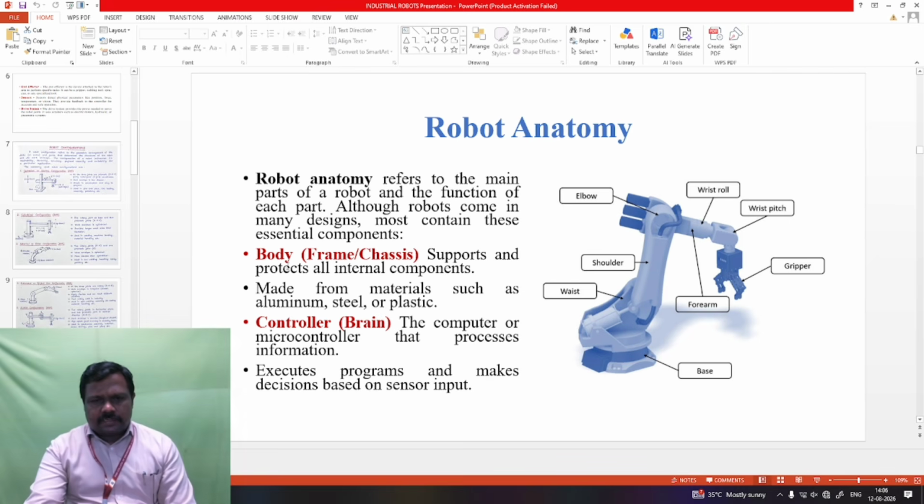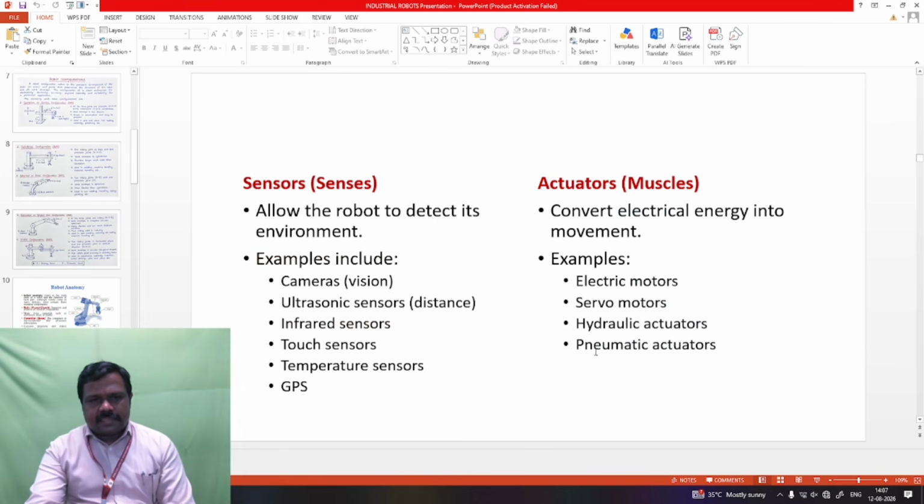That is, the first one is the body. The body of the robot supports and protects all the internal components. The body of the robot is made from materials such as aluminum, steel or plastic. Then the controller of the robot, the computer or microcontroller that processes information, executes programs and makes decisions based on sensor input. Then the robot has sensors, which allow the robot to detect its environment.